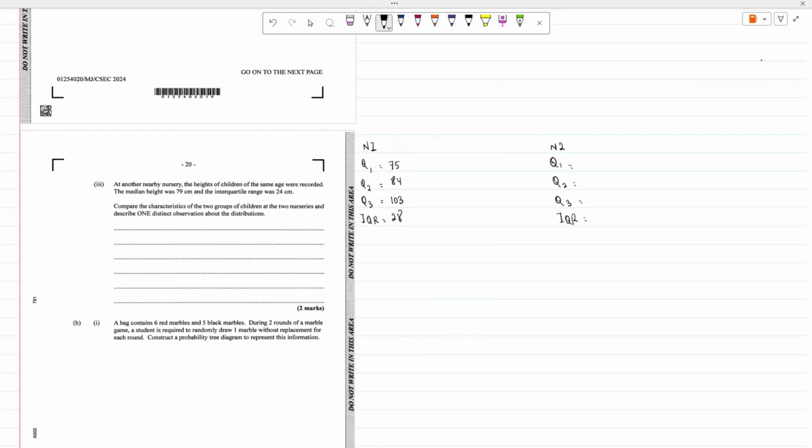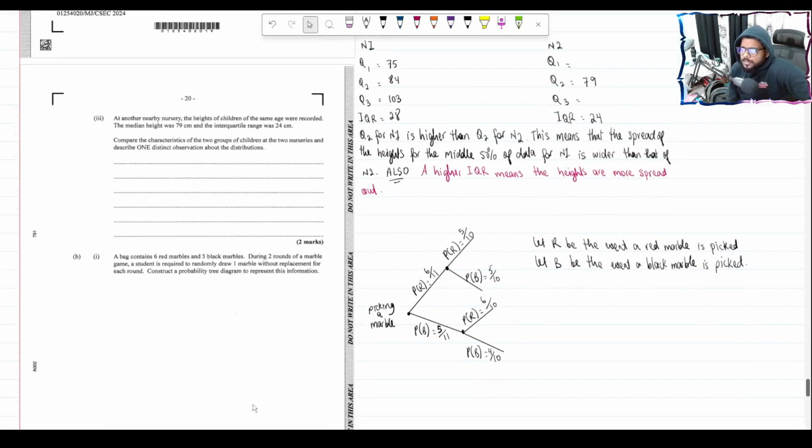They say that the median is 79, so Q2 was 79. And the interquartile range was 24. Since the median for the first nursery is higher than the median for the second nursery, this means the spread of the heights for the middle 50% of data for nursery 1 is wider than that of nursery 2. Also, you could look at the interquartile ranges, and a higher interquartile range means that the heights are more spread out versus the lower interquartile range.